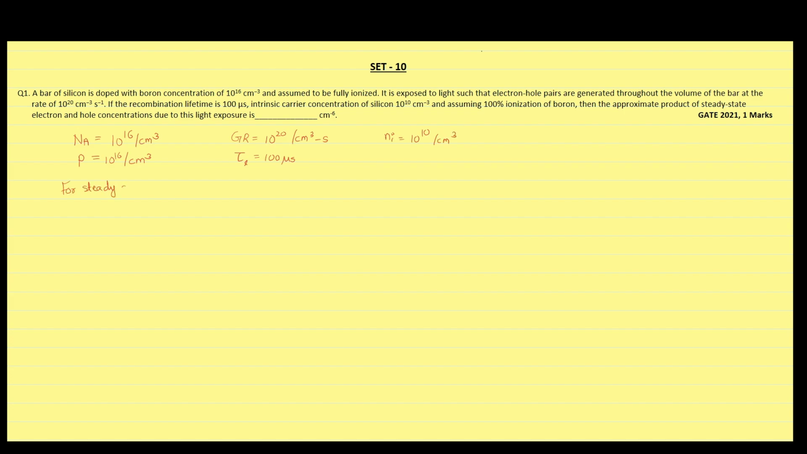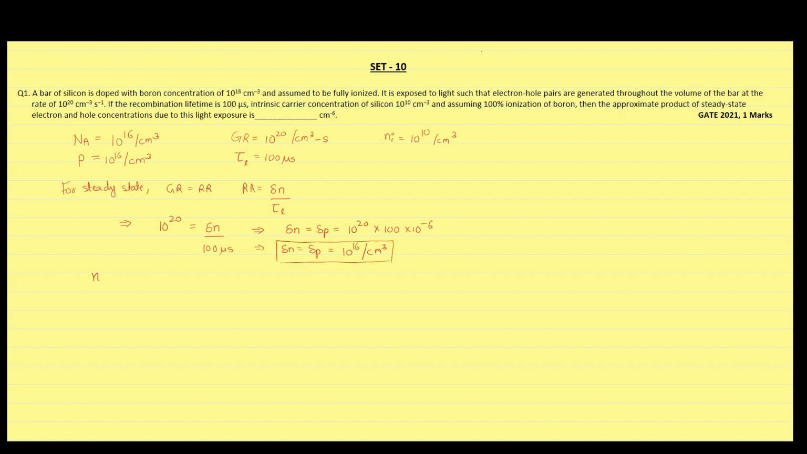For steady state, generation rate is equal to recombination rate, and recombination rate is equal to excess charge carrier concentration divided by recombination lifetime. Generation rate is provided as 10 raised to the power 20 per centimeter cube second, and recombination lifetime is given as 100 microsecond. Therefore, excess charge carrier concentration is equal to 10 raised to the power 16 per centimeter cube.